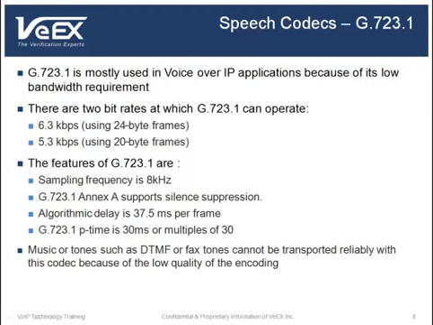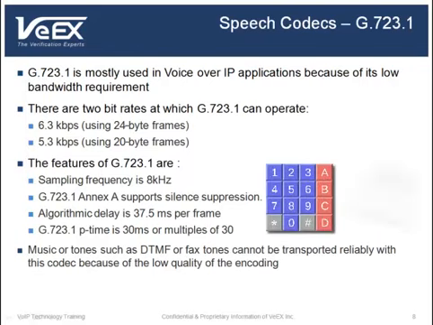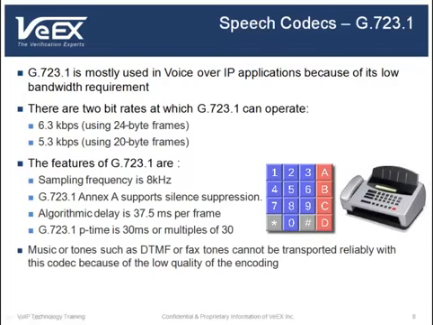G723.1 Annex A supports silence suppression, which reduces bandwidth by stopping packet transmission during silence periods. The algorithmic delay is 37.5 milliseconds per frame, and G723.1 has a P time of 30 milliseconds or multiples of 30 milliseconds. Music or tones, such as DTMF or fax tones, cannot be reliably transported with G723.1 because of its low quality encoding.